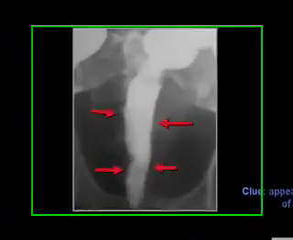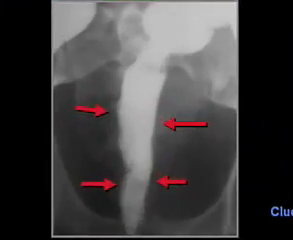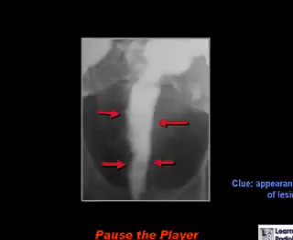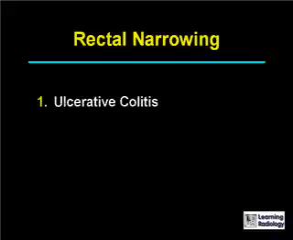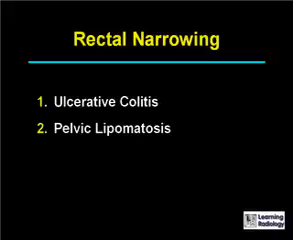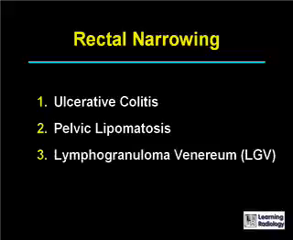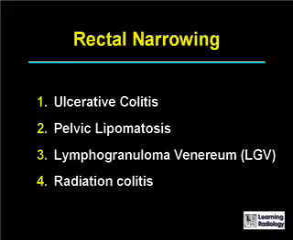This is the last differential diagnosis. The differential diagnosis is for rectal narrowing. There are 4 causes listed. The causes of rectal narrowing include ulcerative colitis, pelvic lipomatosis, lymphogranuloma venereum, and radiation colitis.